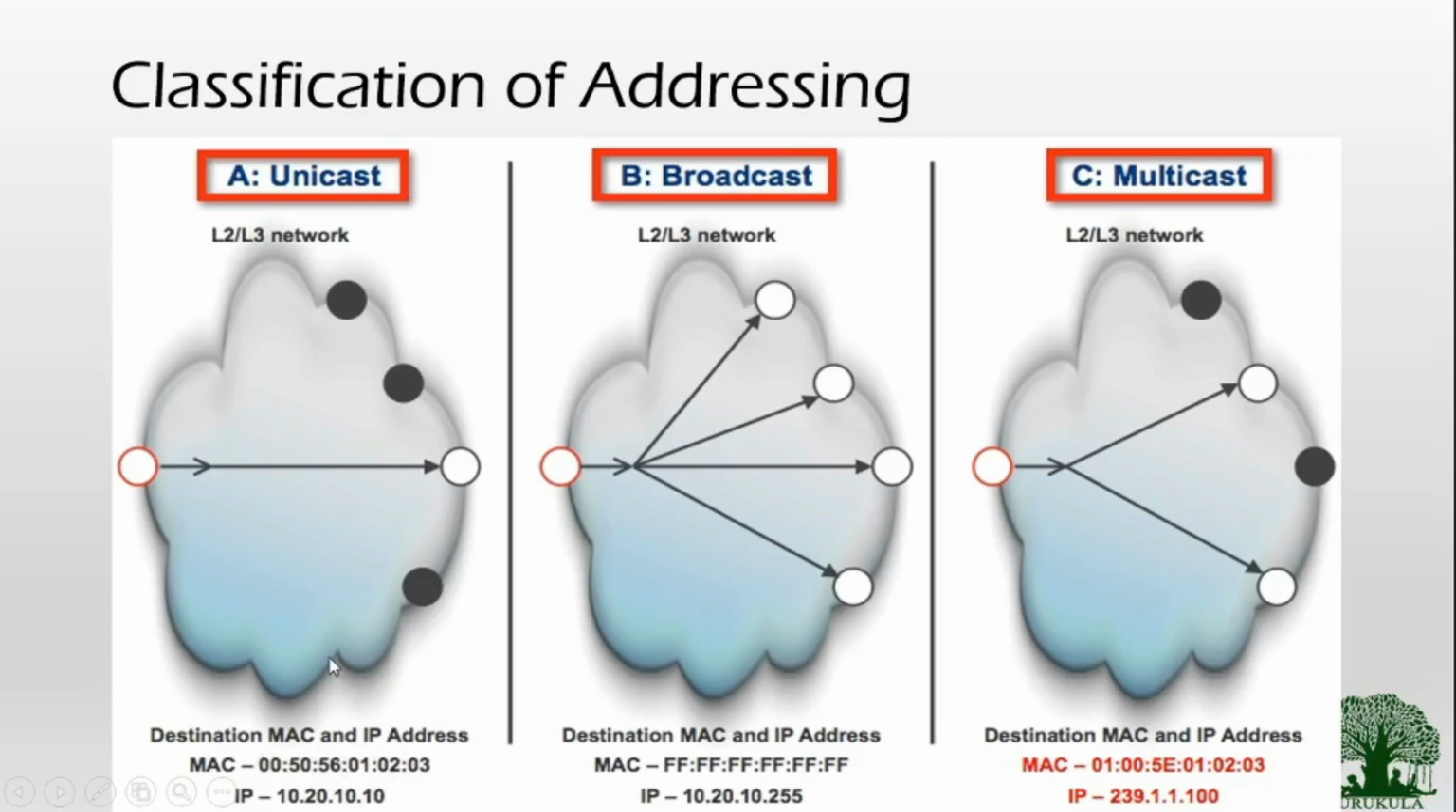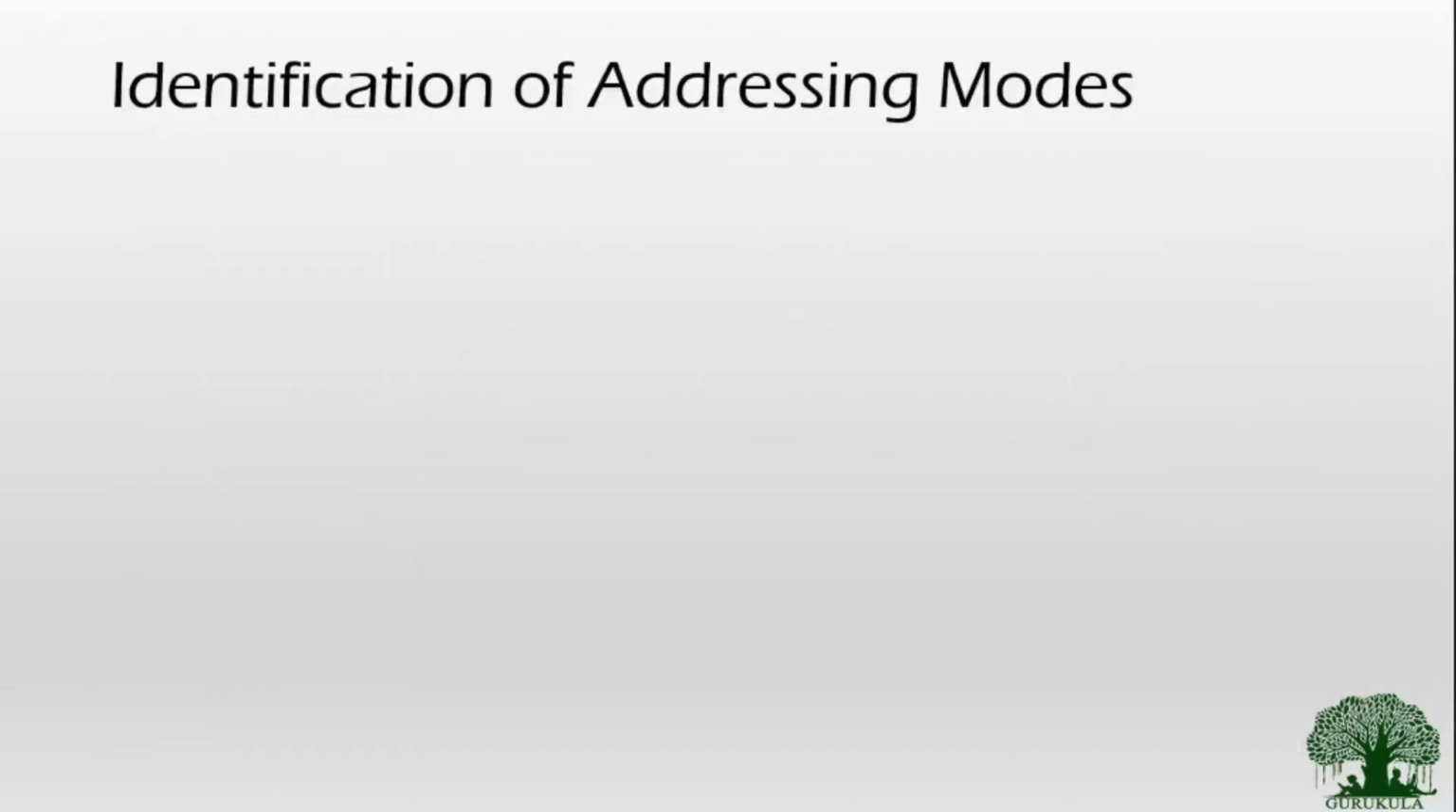So for each and every type of addressing, you will have different MAC addresses. Now, given the MAC address, how do we identify whether it belongs to a unicast address, broadcast address, or multicast address? We will see that in a minute. This is the point I am talking about: given a MAC address, how will we identify which type of physical addressing it belongs to?